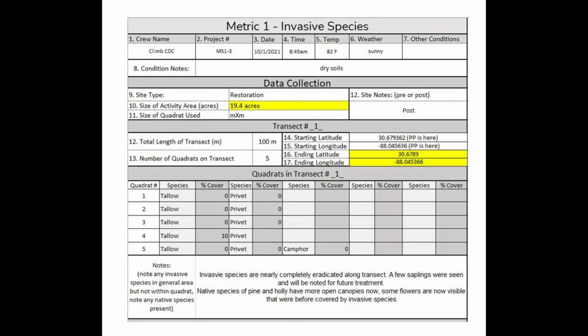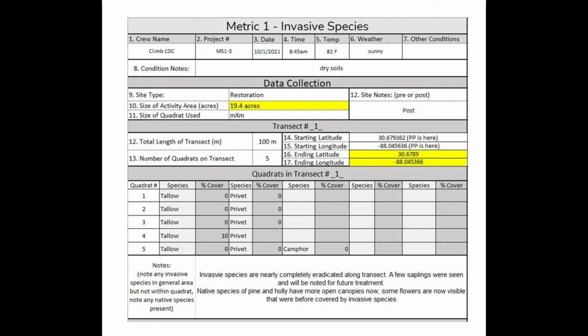Post-restoration worksheet or data sheet is going to look pretty similar to that pre-restoration one. The only difference is we're going to know the size of our activity area now that we've done our spatial extent for the entire activity area worked. The first latitude and longitude, the starting one, should stay the same because that's where our photo point is, but the ending latitude and longitude will most likely change.